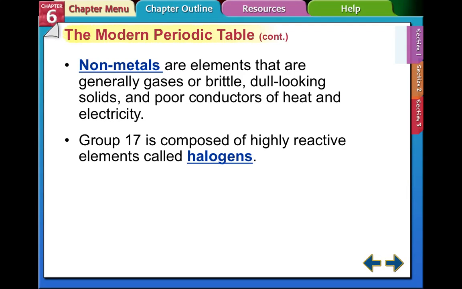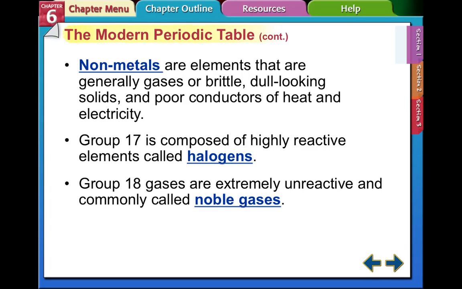Group 17, we call those the halogens. They are highly reactive elements. Remember, they want to gain that one electron to get to be to the cool group, to group 18, the noble gases. In group 18, noble gases. Those are the cool kids because they have a full outer shell.